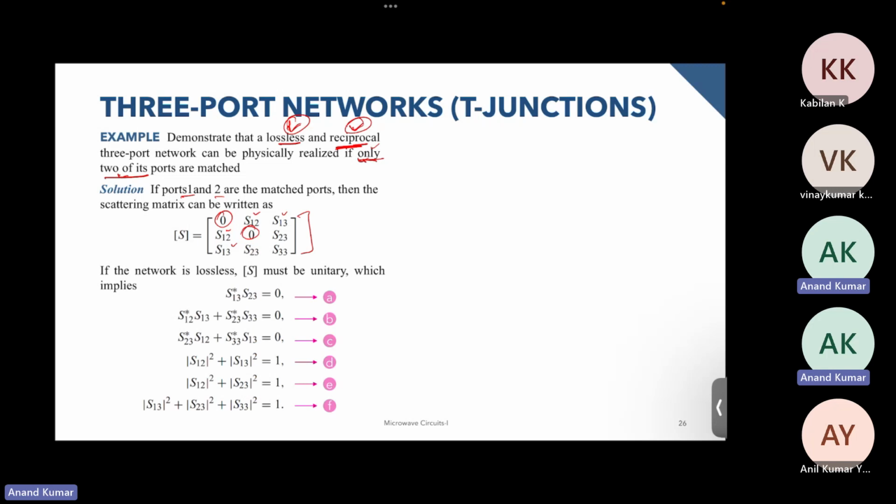And now we have been told that this particular network is lossless. So for lossless, this matrix is unitary, and we try to observe the unitary matrix conditions. If we expand this matrix for the unitary matrix, we get these six equations. And if you see equations D and E over here, we have S12, S12, S13, S23, and 1 and 1. So if you subtract them, we see that these two terms are equal.